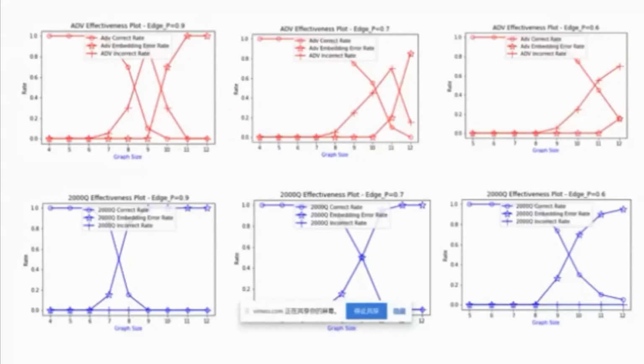Finally, for probability equal to 0.6, the performance of QPUs starts to degrade at graph size 8. Beyond that, 2000Q starts to report embedding errors and the portion of samples with optimal solution gradually decreases. At the largest graph size 12, the embedding error rate for 2000Q has reached the highest, close to 100%, while for Advantage system, it is just around 10%, with a larger share of suboptimal solutions.